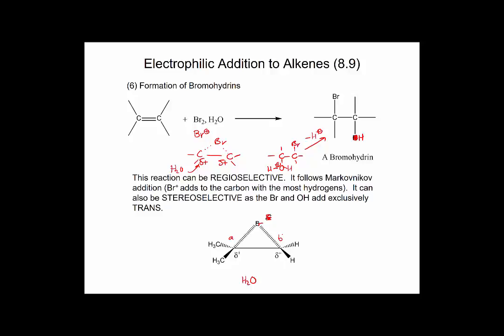So same thing would happen here with the triangle. The water is going to add to the carbon. But I know this reaction goes through a triangular intermediate because the Br and the OH always add trans. So for this one, what am I adding? A Br and an OH. How am I adding it? Markovnikov, my new expanded definition of Markovnikov. And how am I adding it? 100% trans.